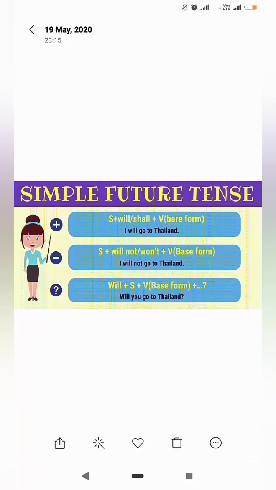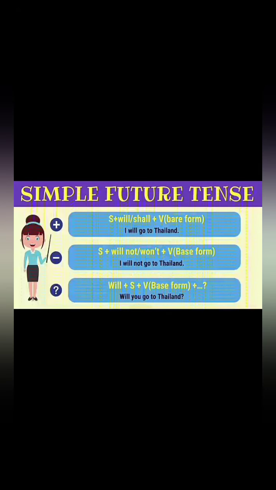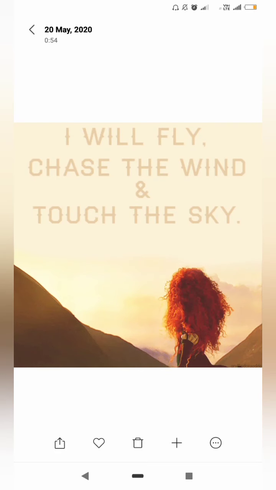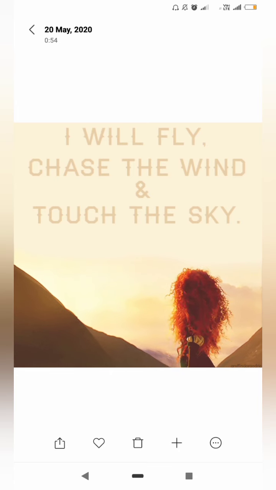Okay, now let's go to future tense. Future at a later time. Simple future. If you wish to speak about an event that will happen in the future, then you will need to use the simple future tense. Formula for the future simple is will plus V1. Subject plus will plus V1 plus object. I will go. I will fly. I will chase the wind. I will touch the sky. Okay?